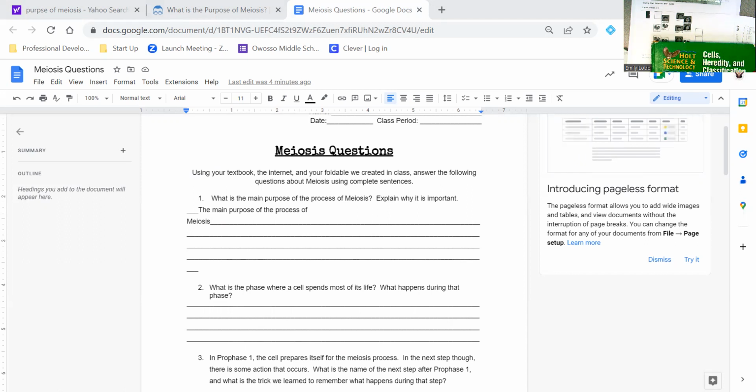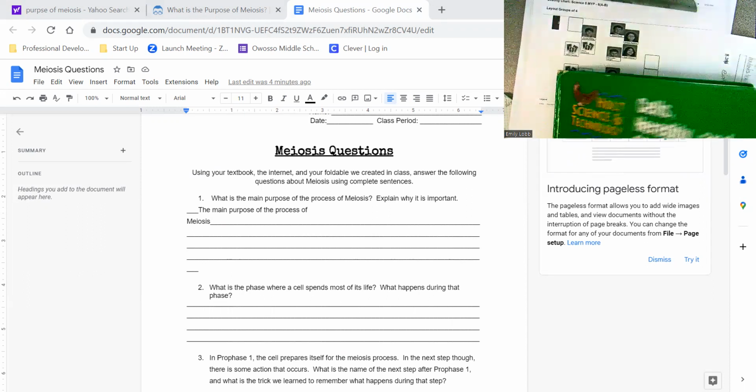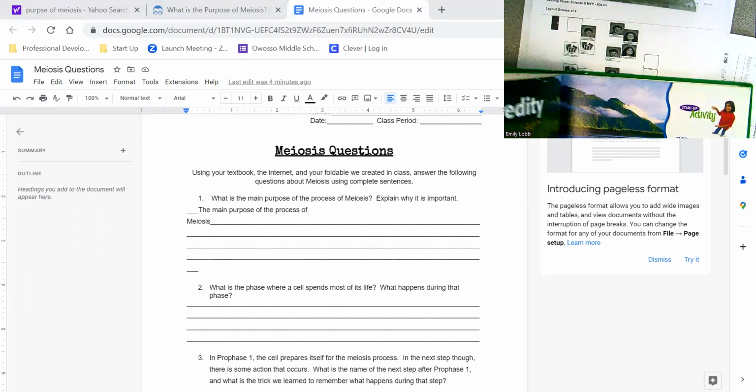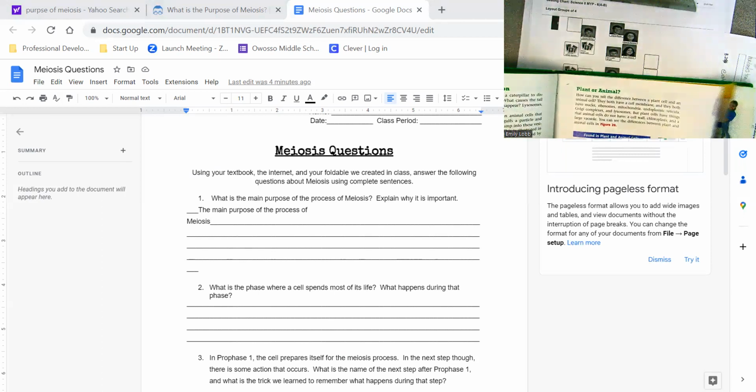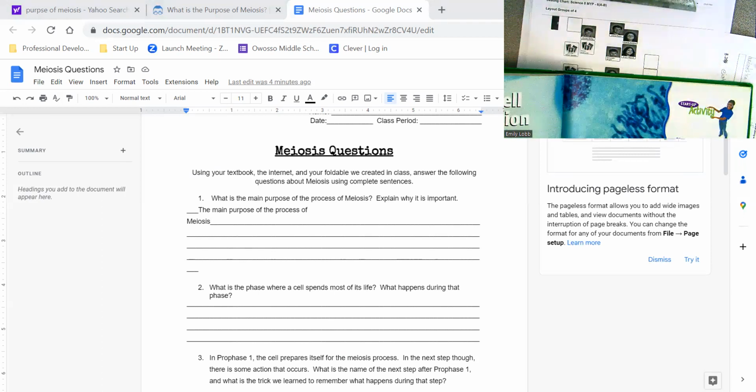All right. Number 2: what is the phase where a cell spends most of its life? What happens during that phase? Well, did a lot of you say interphase? Because I think we talked about it, in fact, in our cell packet, right?